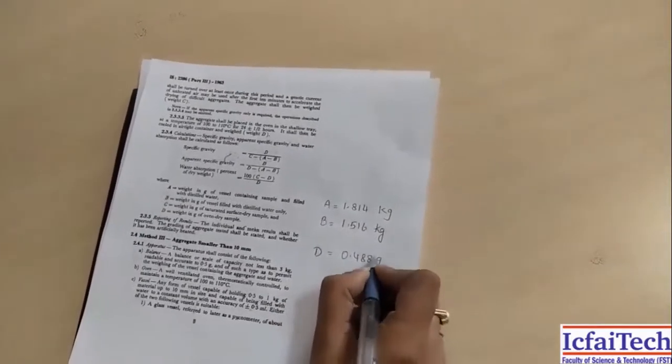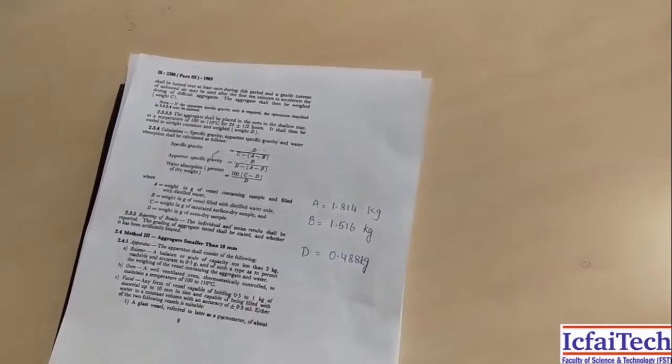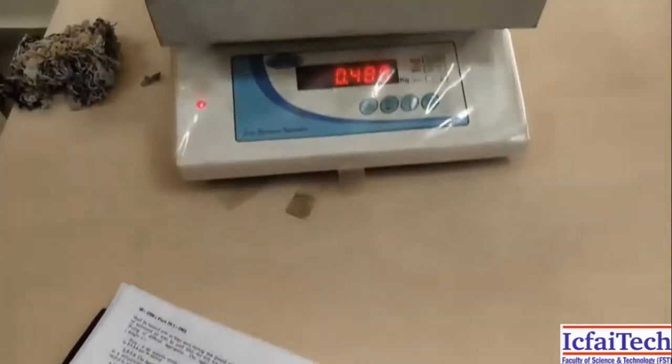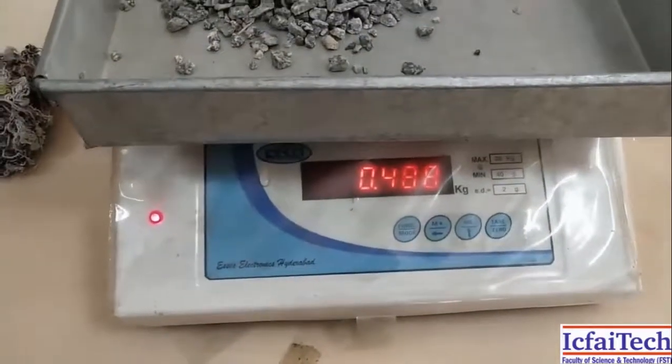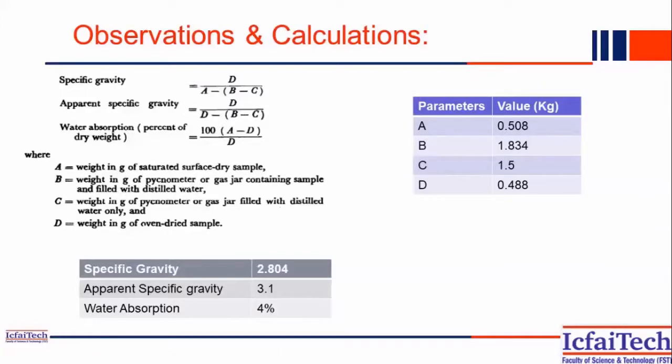So now we got A, B, C, D, four parameters of the experiment. Now we'll calculate the specific gravity and all. So this is the specific gravity chart. You can see the main observation table where specific gravity is calculated using the formula D by A minus B minus C, and apparent specific gravity is D by D minus B minus C, and water absorption is 100 into A minus D by D. So we just plug in the values.